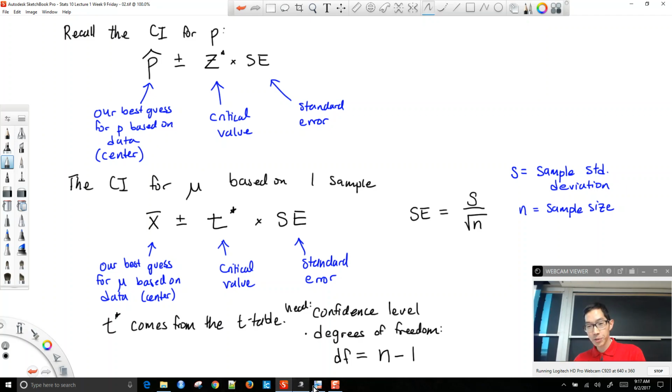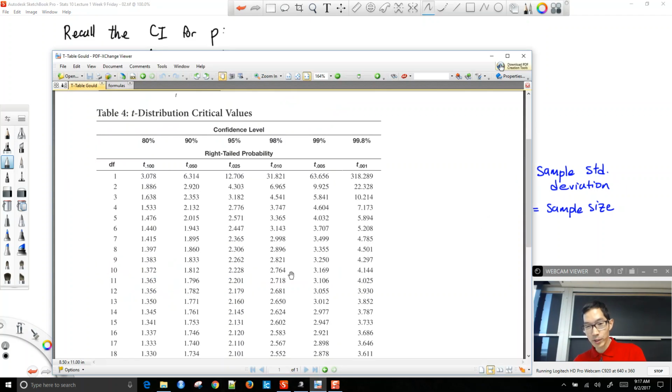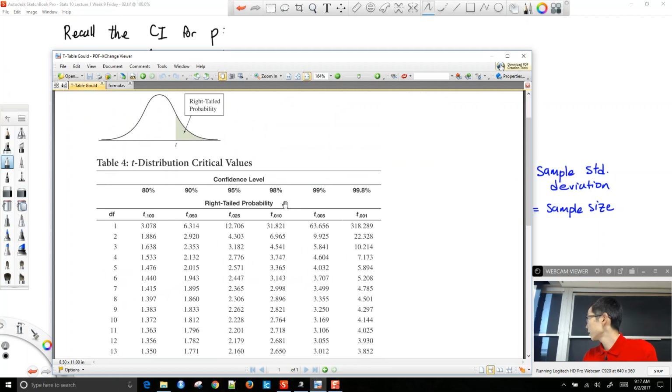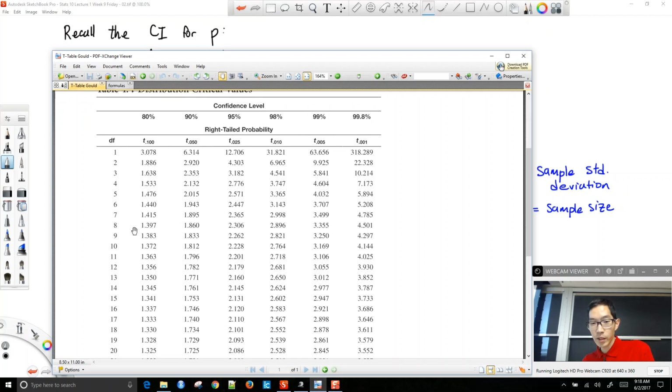With degrees of freedom and the confidence level, you just go to your t-table, which should look like this. Let's say we have a sample of 10, we would have 9 degrees of freedom, and if we're going to make a 95% confidence interval, then you go down the 95% column to 9 degrees of freedom, and the t star that you would pick is 2.262. You see that on your table, I hope?